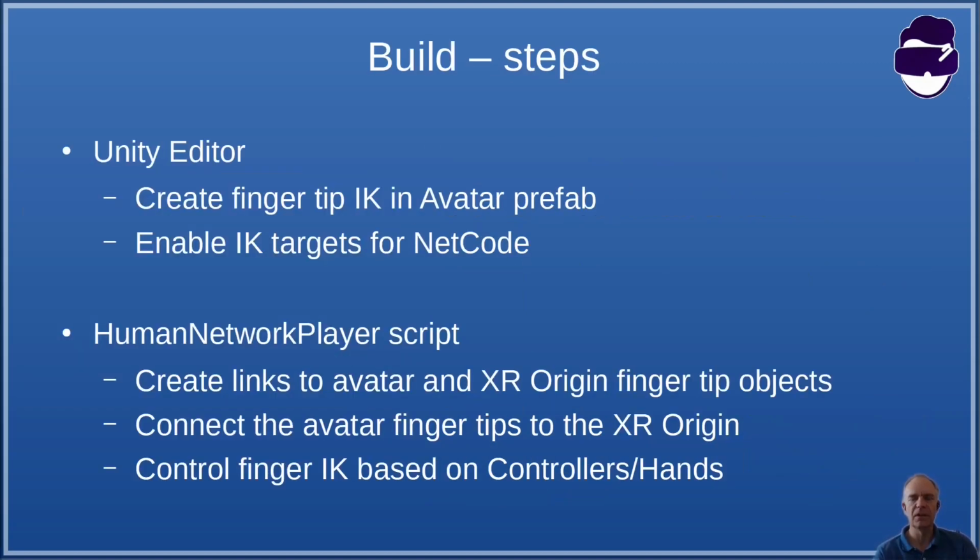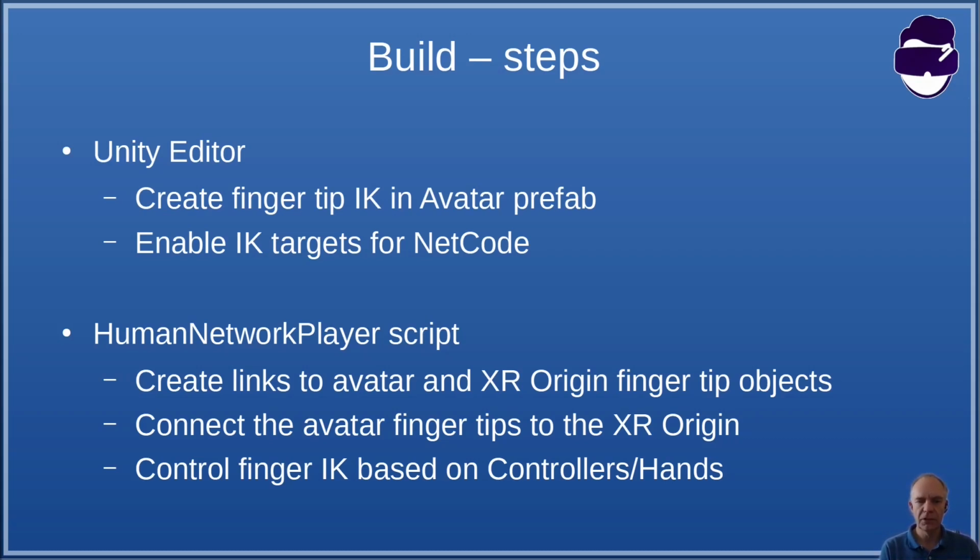So these are the following steps that we will take in the build phase. So in the Unity editor, we will create fingertip inverse kinematics in the avatar prefab. So that's the first thing we will build. And we have 10 fingertips, so it's 10 times the same amount of work. And once those are done, very similar to episode 5, we will enable the inverse kinematic targets for netcode so that the finger movements will be replicated over the network.